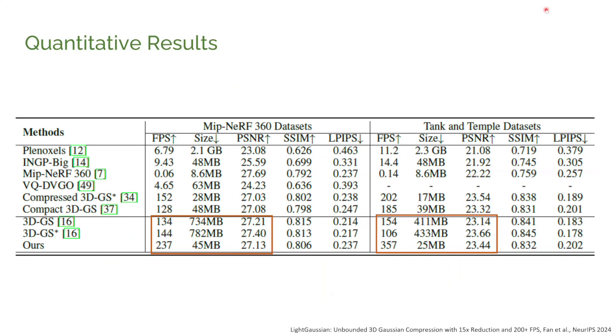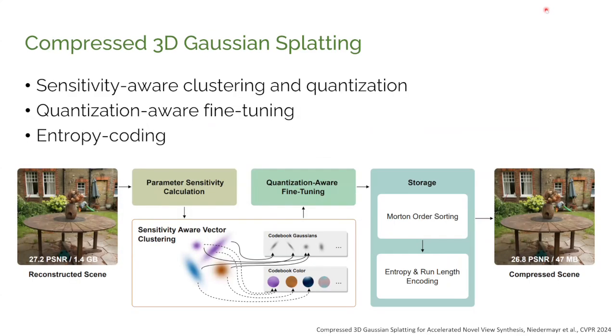There's another paper. I think this is also concurrent work. As you can see, the pipeline is a lot similar, and they have vector quantization here, and also quantization for color, and then they have some quantization-aware fine-tuning. They also apply some techniques from point cloud compression, such as sorting, and also they apply some entropy coding.